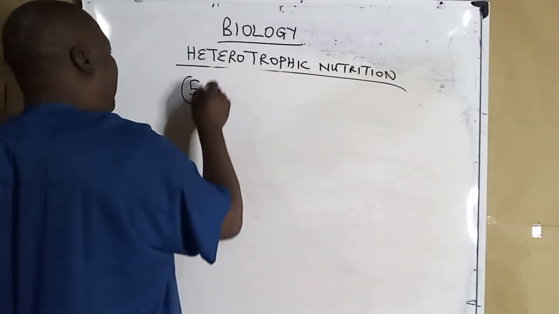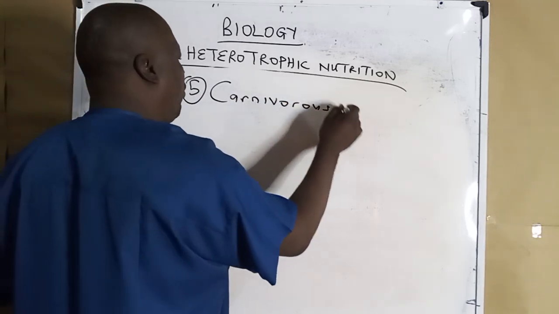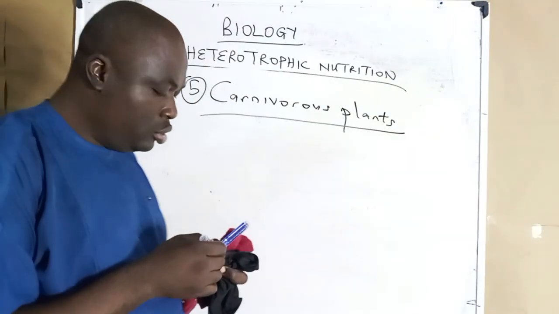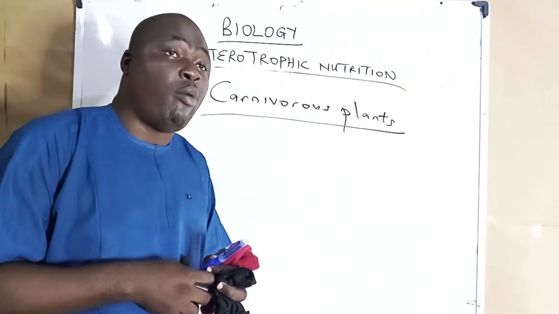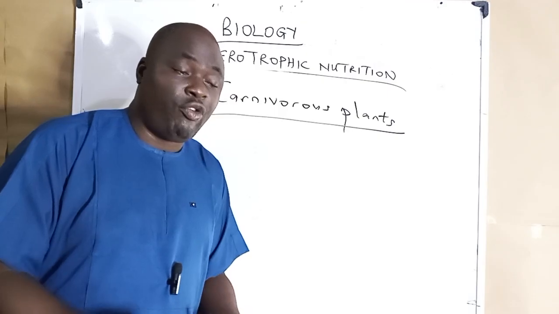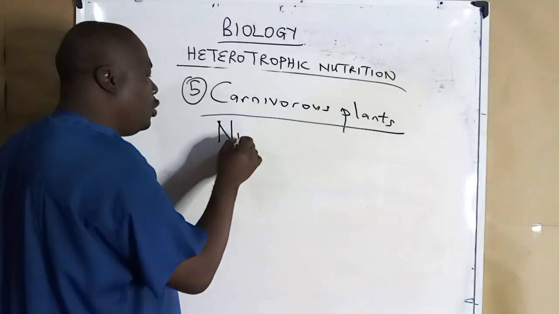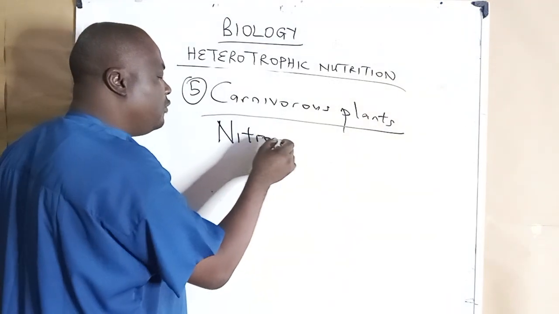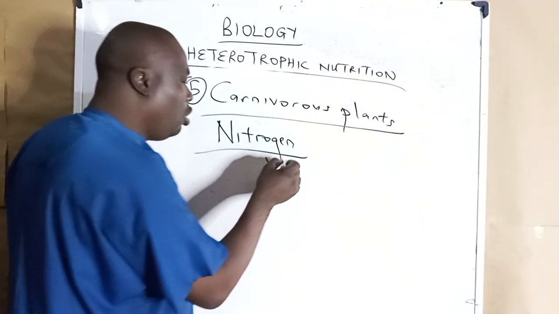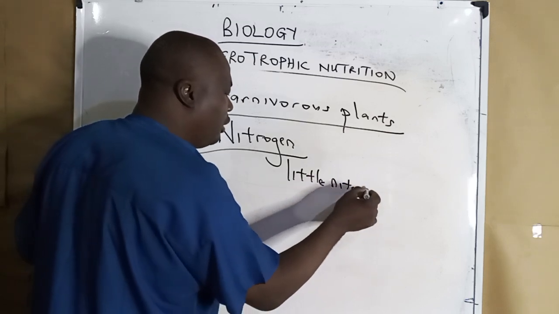And the last one now is the carnivorous plants. You wonder why I call them plants. Plants can manufacture their food, so why do carnivorous plants fall under the heterotrophic category? These plants make their food from carbon dioxide and water in the presence of sunlight, but they also need some macronutrients and micronutrients from the soil for healthy growth. Nitrogen is very important for their growth, but these plants live in areas with little nitrogenous salts.